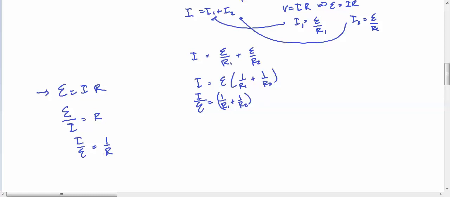And what is this R, by the way? This is the total resistance, the equivalent resistance. So, here's my new equation. I over E is the same as 1 over R equivalent. And we just flip them over. No, we can't flip them over. Here's your equation, I'll tell you it right now. When you add resistors in parallel, the inverse of your equivalent resistance is equal to the sum of the inverses. I know that sounds crazy, but when I write it down, you're like, oh, I get it.